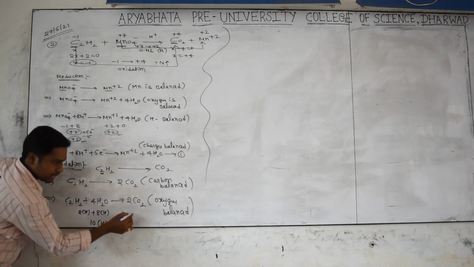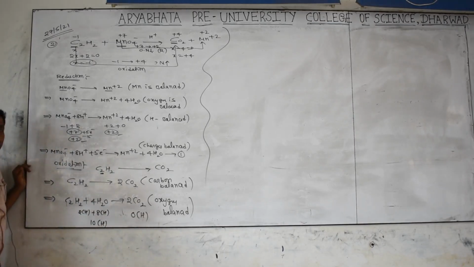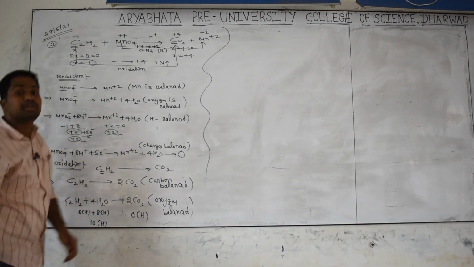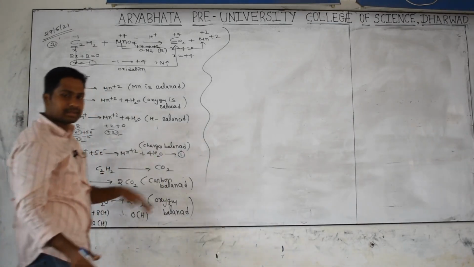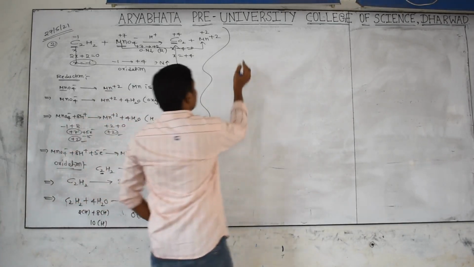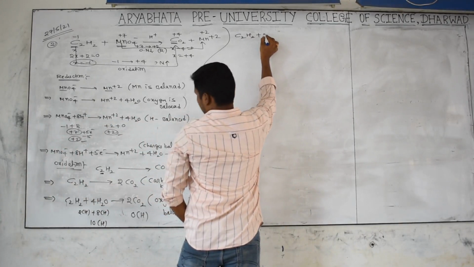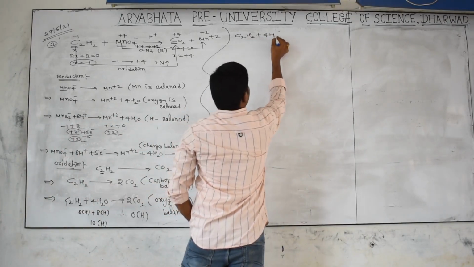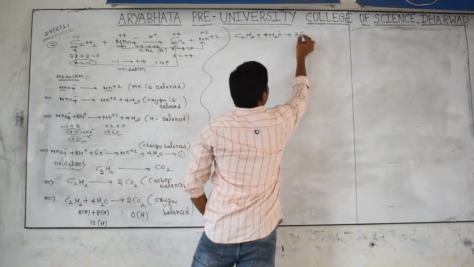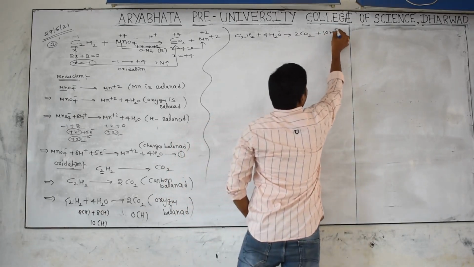But are there any hydrogens on the right? No, 0 hydrogens. To balance hydrogens in acidic medium, what should we add? H plus particles. On which side? The right hand side. How many? 10 H plus particles have to be added. Write it down: C2H2 plus 4H2O gives rise to 2 CO2 plus 10 H plus.